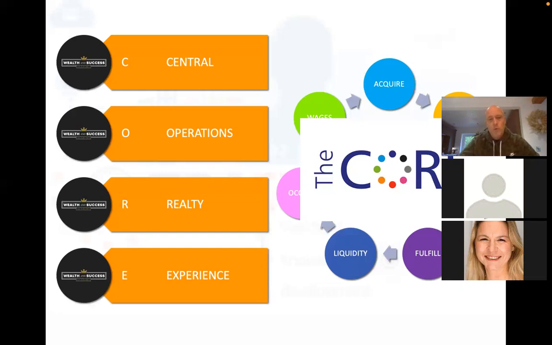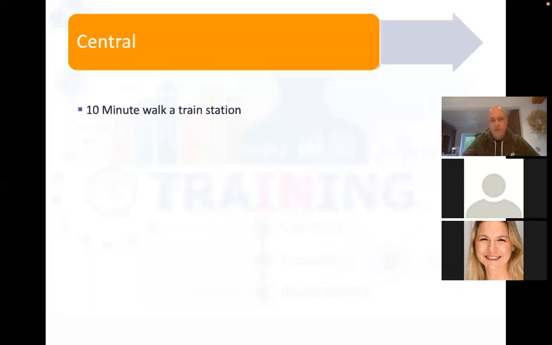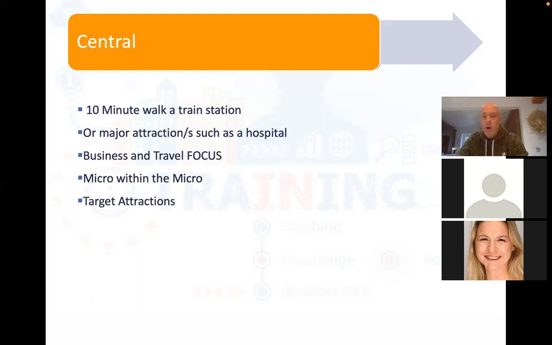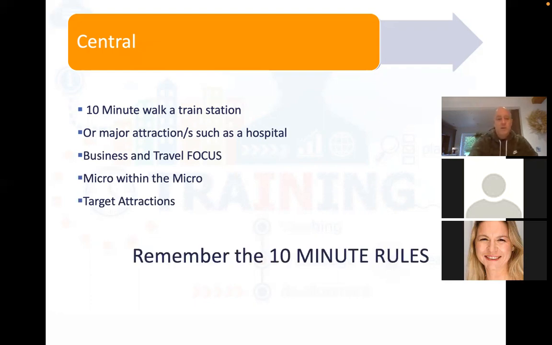So we talk about operations, and let's quickly go through. Central could be a 10-minute walk to a train station, a major attraction such as a hospital. So it doesn't have to be a 10-minute walk to the city. It can be a 10-minute walk to the city if the city is providing your business and your travel focus and that type of thing. There could be a micro area within your micro area. Your micro area, you might say, is Cambridge, but there'll be certain streets within that area. I know Tim knows Oxford well. Your target attractions is a 10-minute rule.